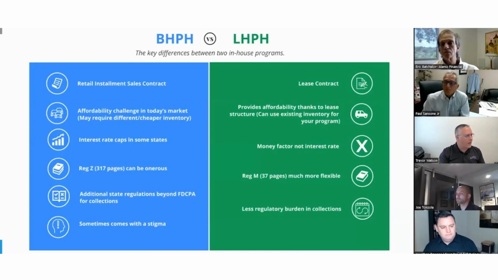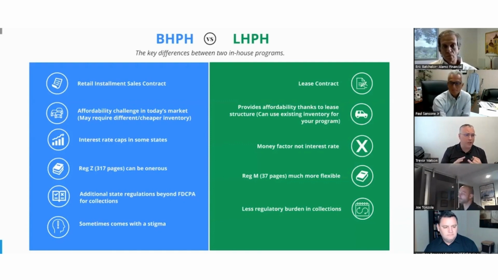So to break down the key differences between Buy Here, Pay Here and Lease Here, Pay Here, there are a few of them, but they're important. Obviously, I already mentioned that with the Buy Here, Pay Here program, you're using a retail installment sales contract, which really only has 4 levers in it, right? You've got your sales price, your cash down, your term, and your APR, and that's going to dictate what your payment is.